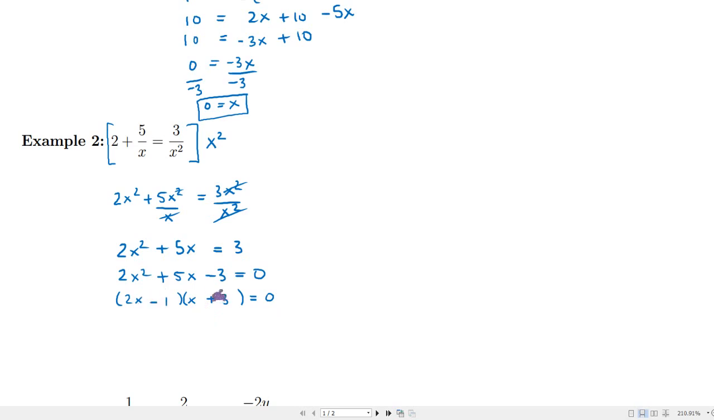And so this is factored, and remember when you have multiplication of factored terms equals 0, the zero product property says that one of those must be 0. Either this is 0 or x plus 3 is 0. Solving this, we have 2x equals 1, so dividing by 2, x is 1/2, or x is minus 3.